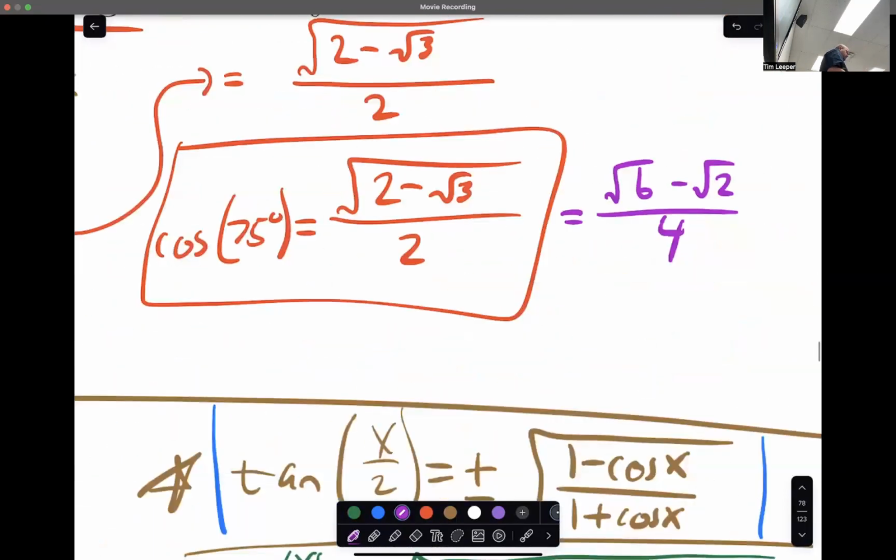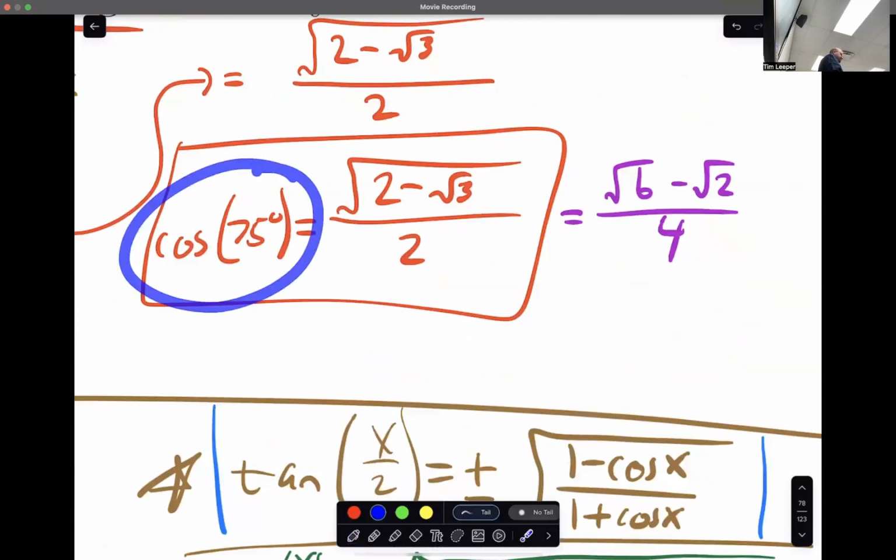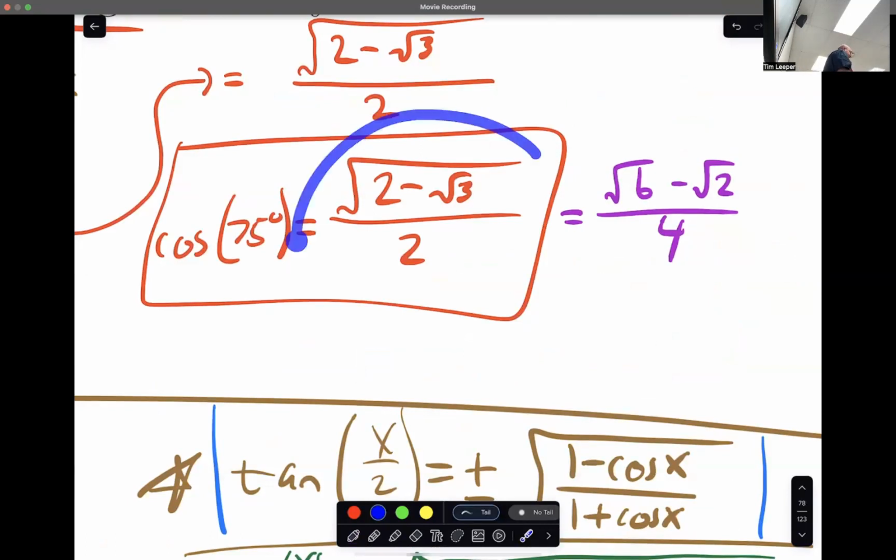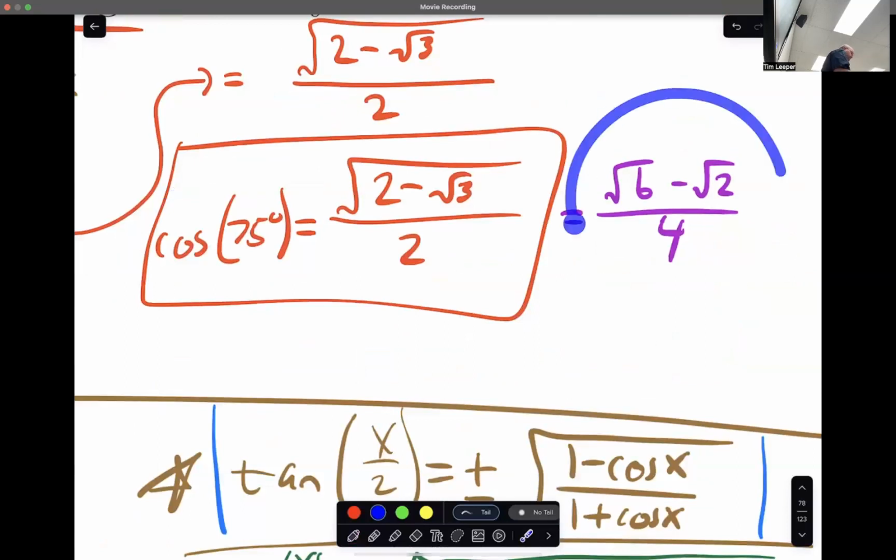So notice the cosine of 75 degrees is square root of 2 minus square root of 3 all over 2. And so as a result, this is true. That is an exact value. That is what cosine of 75 degrees is. But cosine of 75 degrees is also this. It's just a different way of writing down the same number. That's all it is.